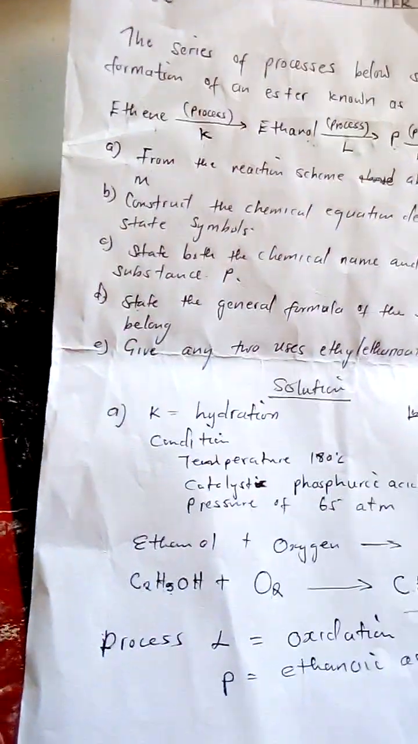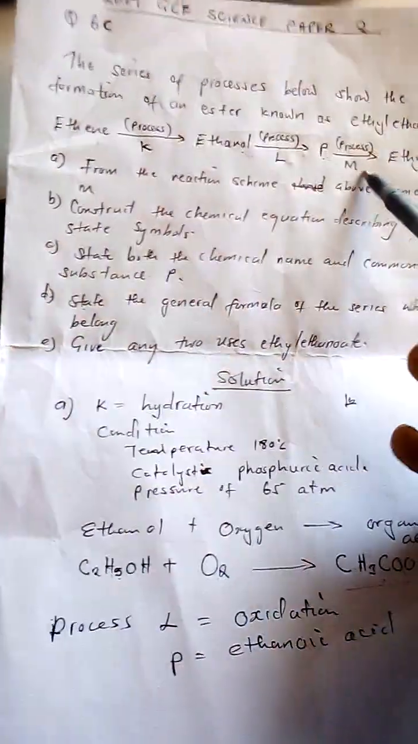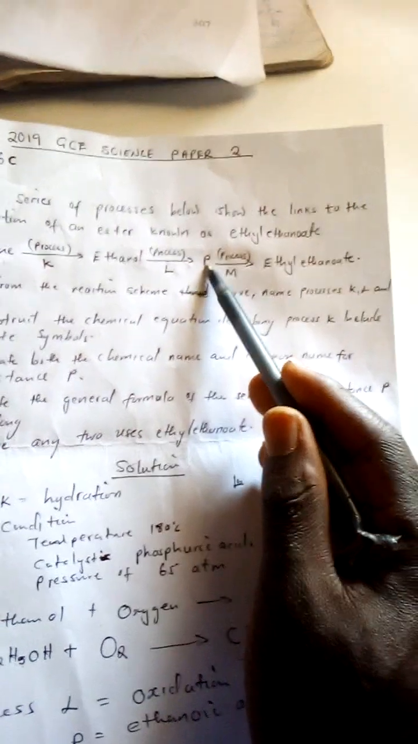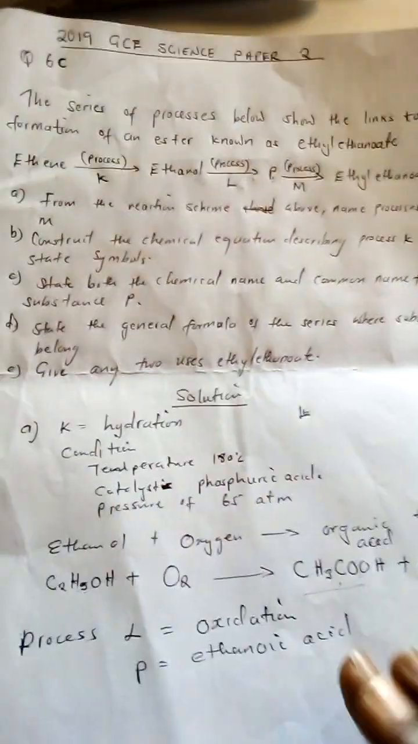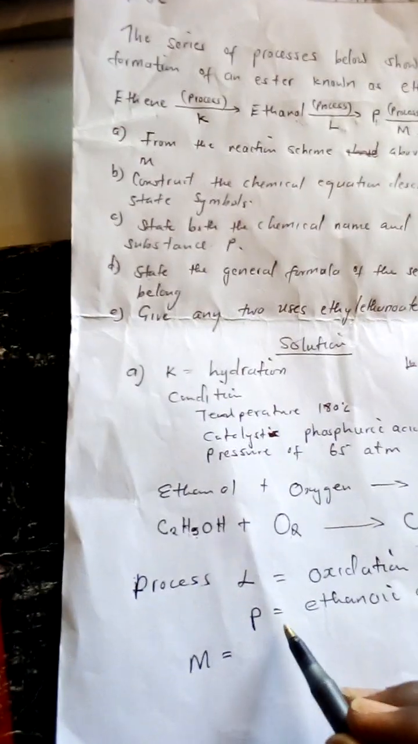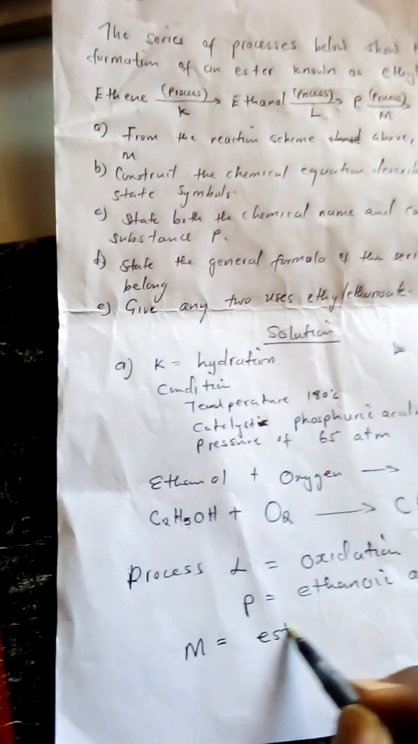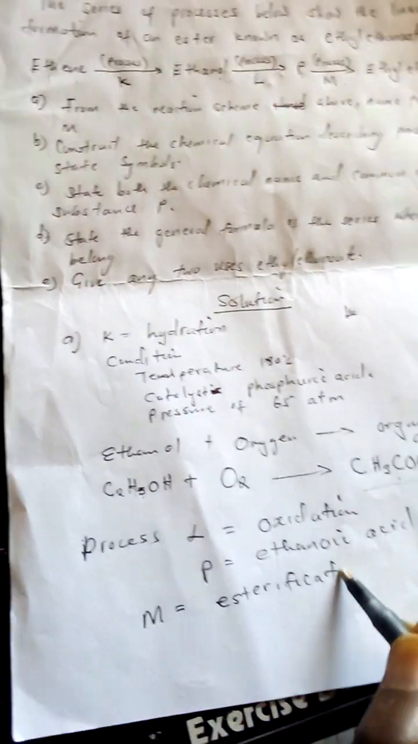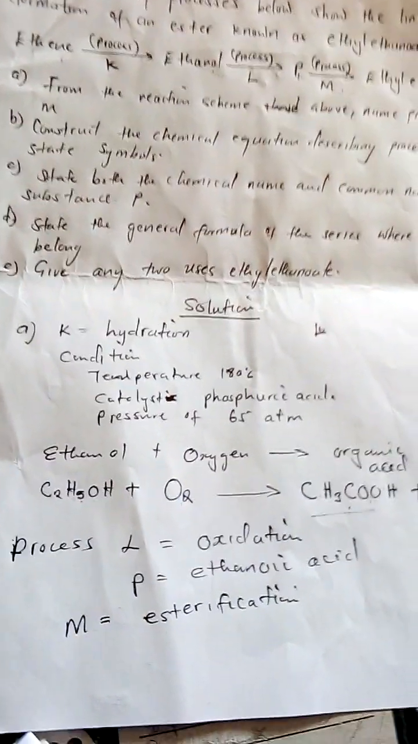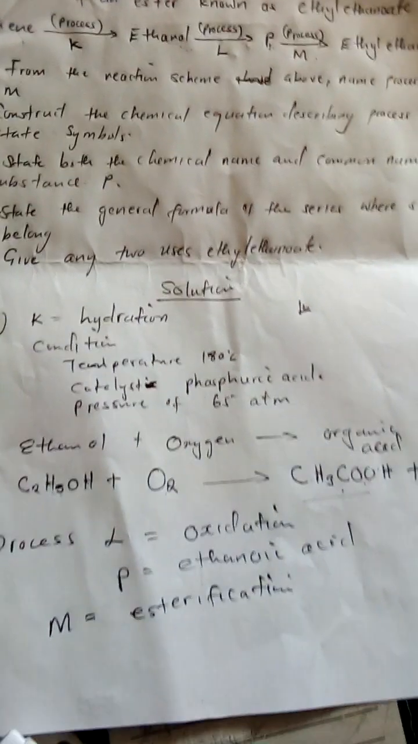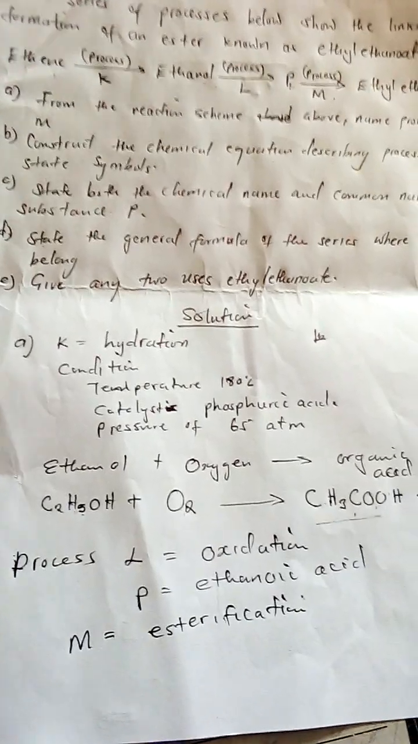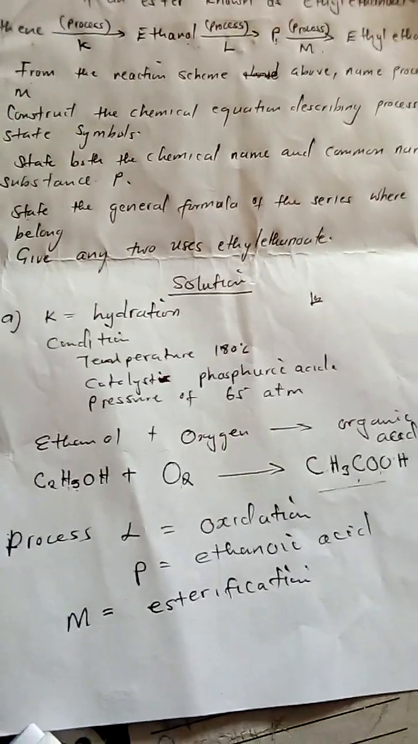So from there, we have described that. Then the next question is saying process M, from product P to ethyl ethanoate. What is the process? Process M is called esterification. So we are producing an ester. When an organic acid reacts with an alcohol, what we are producing is an ester. That's what we are producing there.